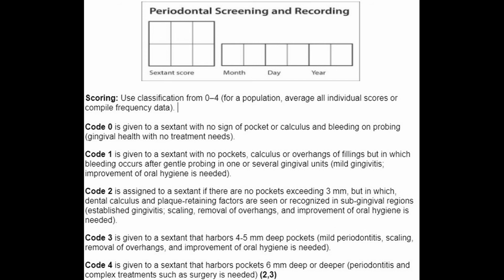Code 3 is given to a sextant that harbors 4 to 5 millimeter pockets. This code indicates mild periodontitis, and scaling, removal of overhangs, and improvement of oral hygiene is needed. Code 4 is given to a sextant that harbors pockets 6 millimeters deep or deeper. Periodontitis and complex treatment such as surgery is needed.